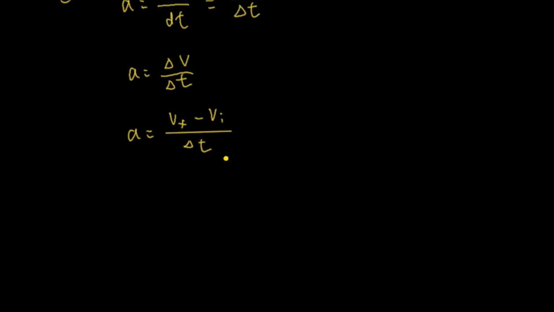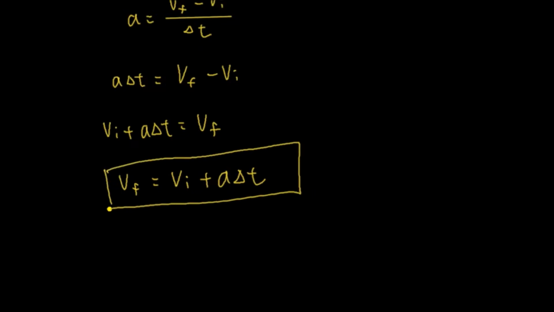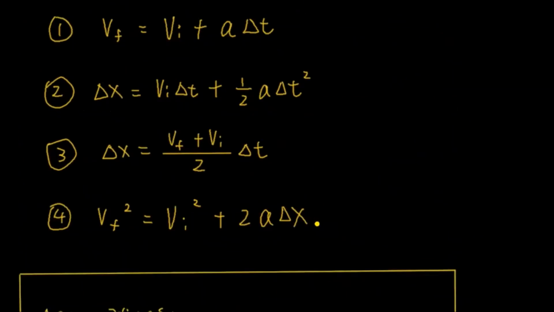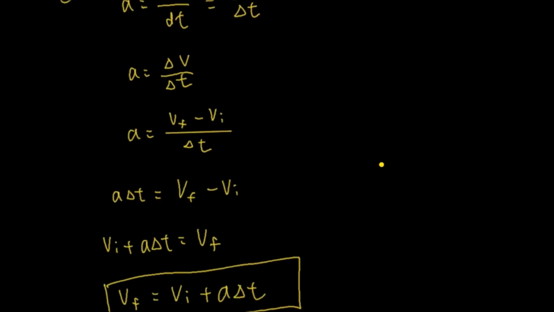Now, you can just rearrange the equation by multiplying both sides by delta t. So we have a times delta t equals v final minus v initial, right? Add v initial to both sides. So you have v initial plus a delta t equals v final. Now, just need to switch the sides. So we have v final equals v initial plus a times delta t. And that's exactly the same as the first equation we have here. Okay, so that's one way to derive this.